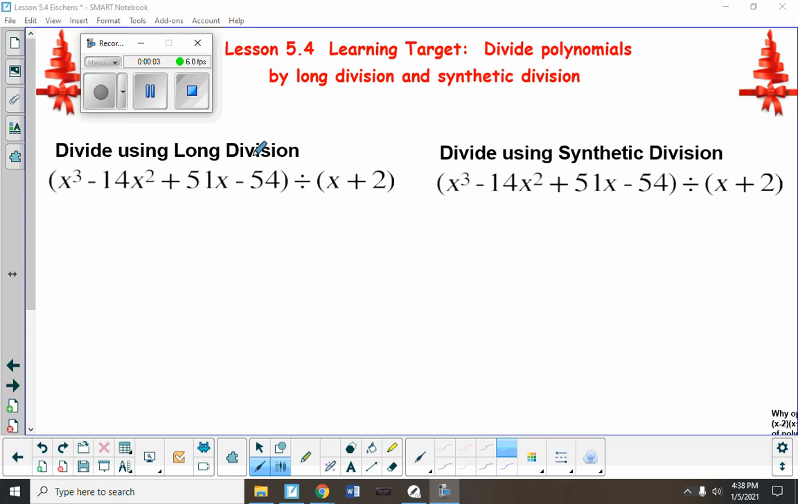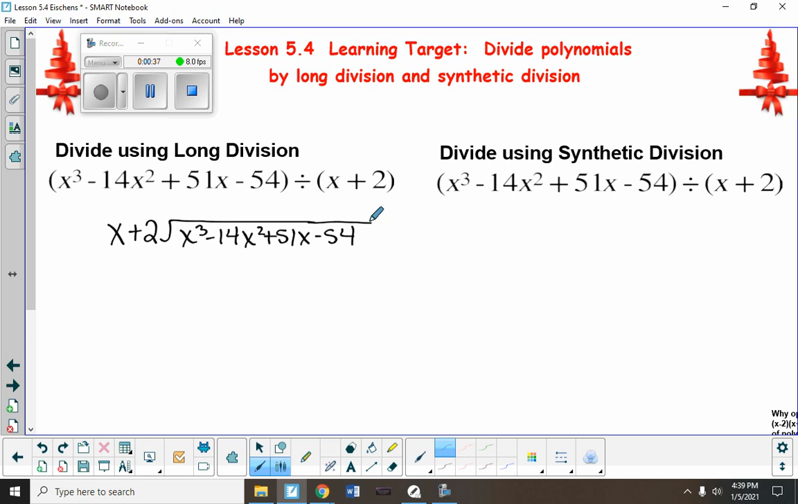Hi, this is part 3 of lesson 5.4, and we are going to be continuing dividing polynomials, but we're going to learn in this lesson how to use what's called synthetic division. Now, let's look at an example using long division. So we're doing the problem twice, but we're going to do it with two different methods. So x plus 2 goes into x cubed minus 14x squared plus 51x minus 54.